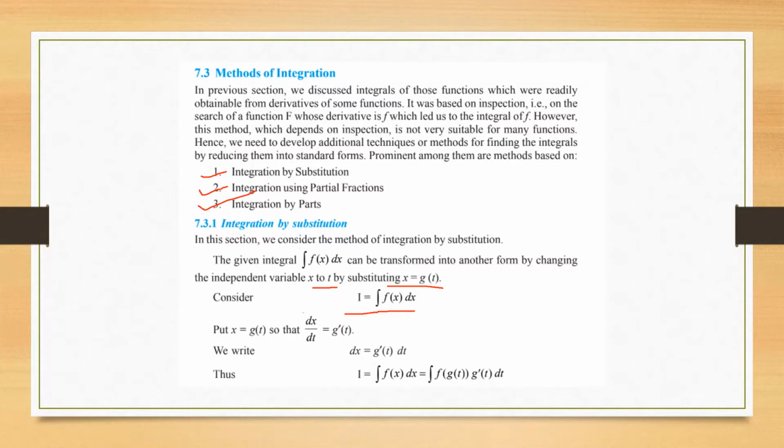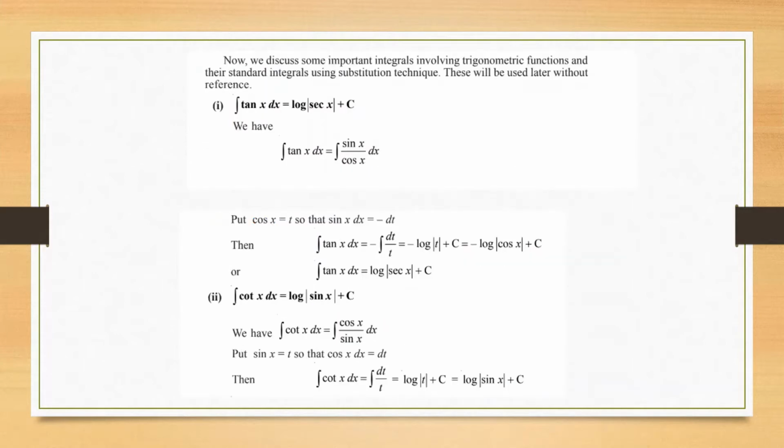And therefore I can change the integral f(x) dx to f of g(t), in place of x I'll put g(t), and my dx will be changed to g'(t) dt, and then I can integrate it easily. So this is the method of substitution. So let us start. Now let us discuss some important integrals which involve trigonometric functions and their standard integrals using this substitution technique.